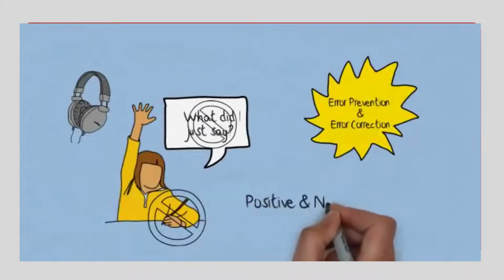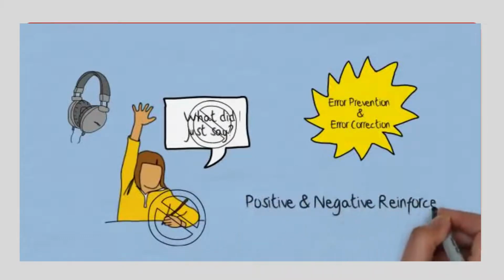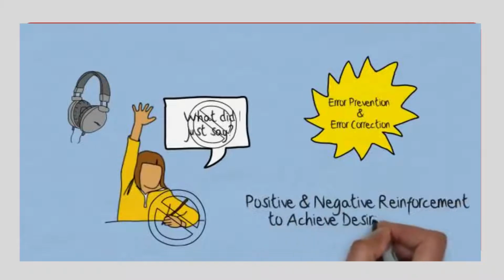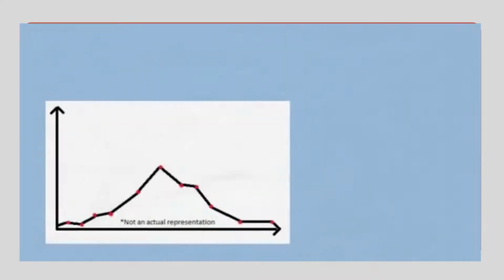In accordance with operant conditioning from behavioral psychology, correct responses should receive positive reinforcement, and negative responses received negative reinforcement, thereby encouraging the desired behavior.